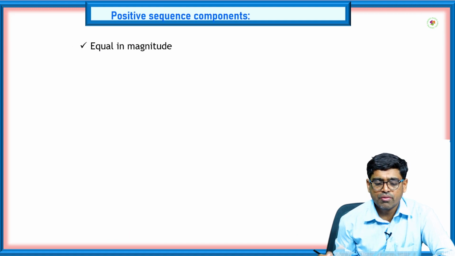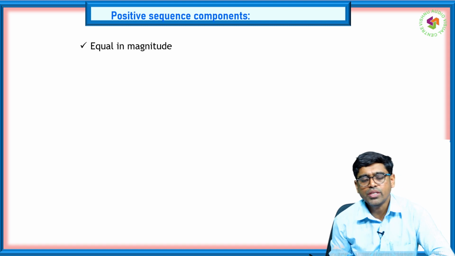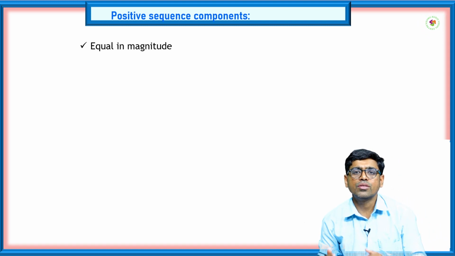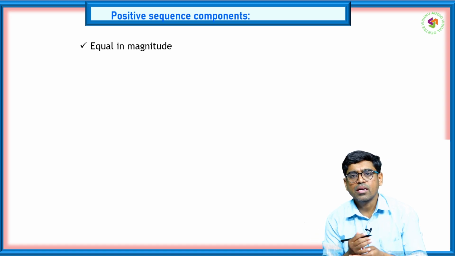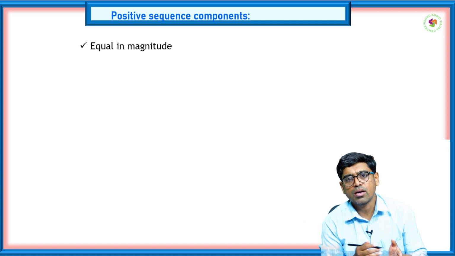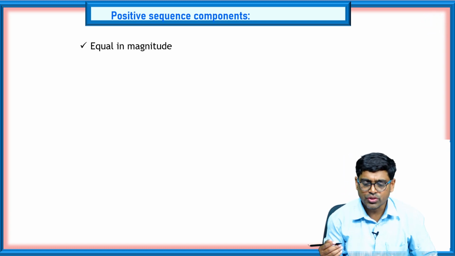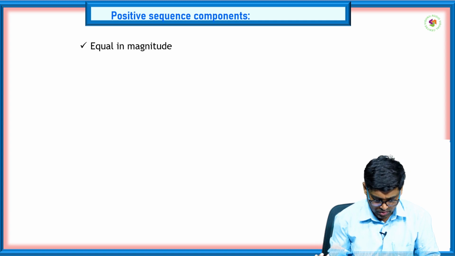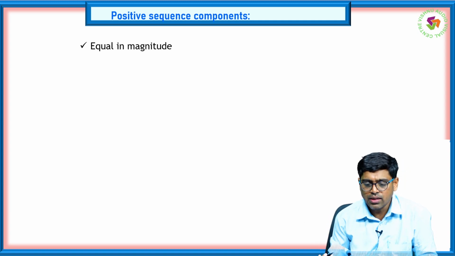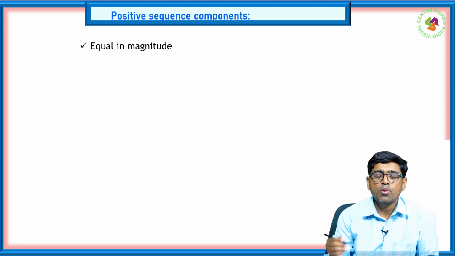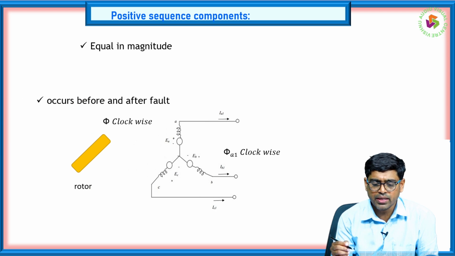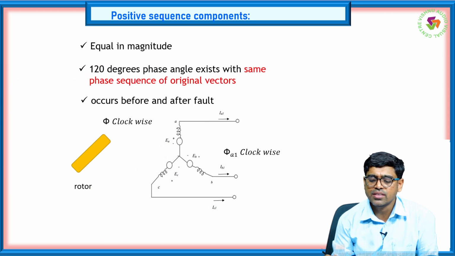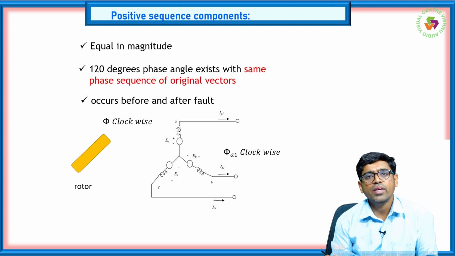So what does the positive sequence component mean? The unbalanced quantity we have is represented with symmetrical components, and we have the positive, negative, and zero sequence components. These are symmetrical components. The positive sequence component is equal in magnitude, and it has a 120-degree phase angle between components, with the same phase sequence as the original vector. So it has a 120-degree phase displacement.